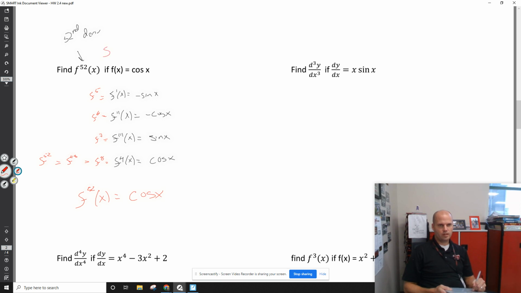So if I ask you for like the 81st, this would be the 80th derivative because it's a multiple of 4, 4 times 20. And this would be the 81st derivative, negative sign.